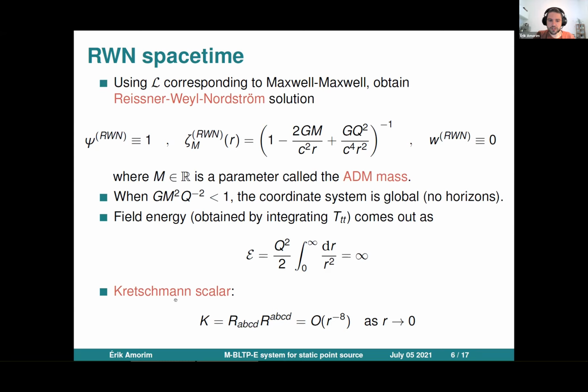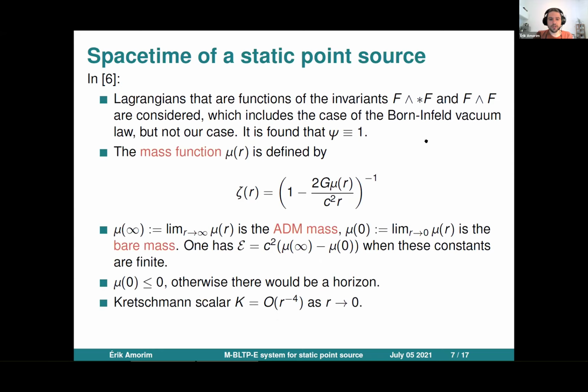And also something that you can use to measure how strong the singularity is is called the Kretschmann scalar of the curvature. A curvature invariant, it blows up as R to the minus 8 when R goes to zero, which is a pretty severe blow up. So you cannot do anything reasonable with this if you want to formulate a problem with more particles, a joint evolution of these particles in general relativity.